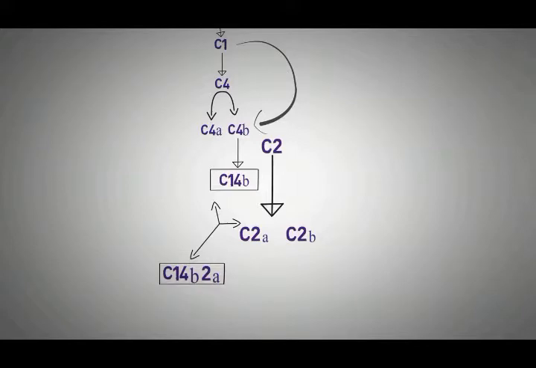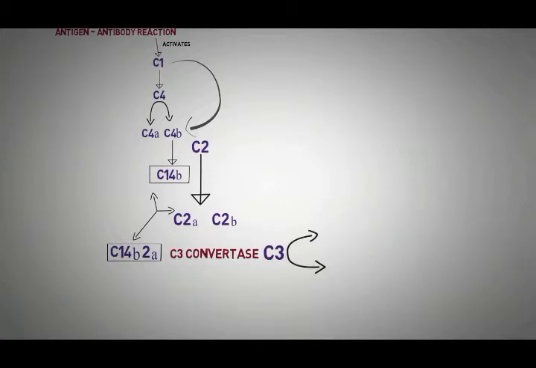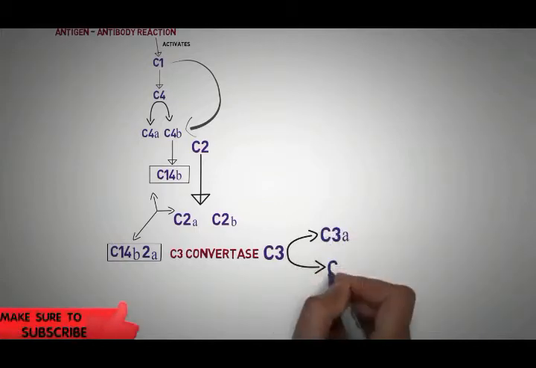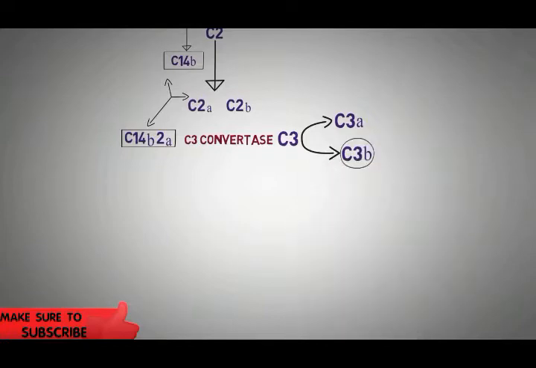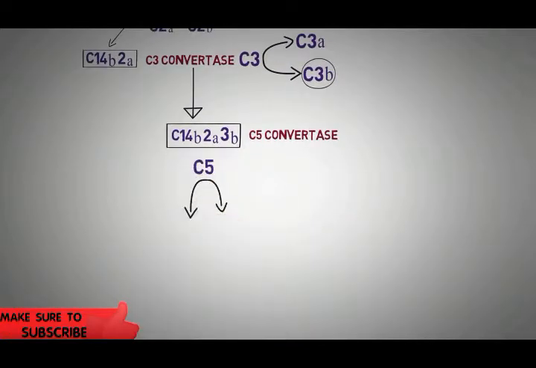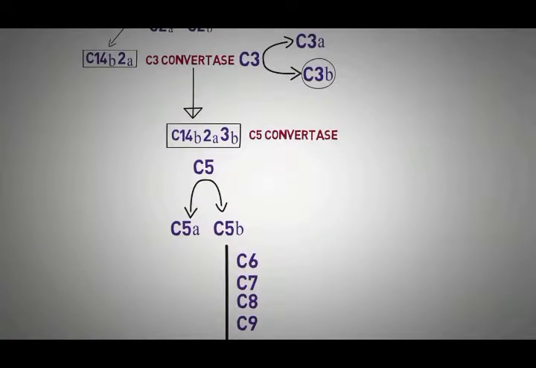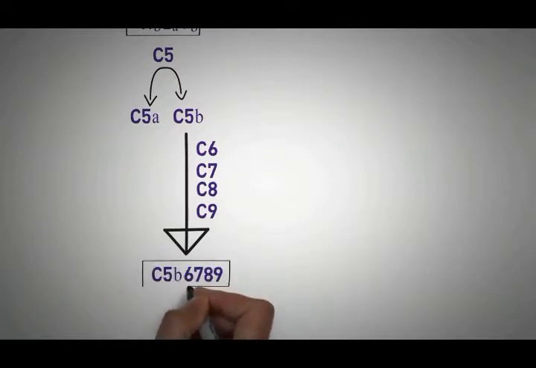This is an enzyme known as a C3 convertase. The C3 convertase then splits C3 into C3a and C3b. The C3b combines with the C3 convertase and forms C1-4b, 2a, 3b. This is also an enzyme known as the C5 convertase. The C5 convertase similarly converts C5 into C5a and C5b, out of which C5b is the larger product and combines with C6, 7, 8 and 9 to form C5b, 6, 7, 8, 9, which is the membrane attack complex.